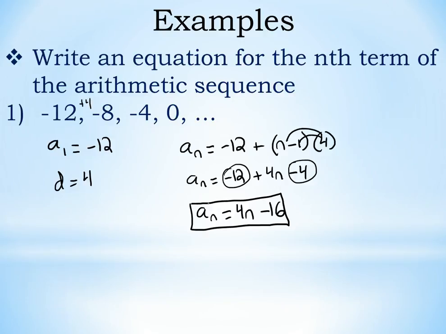So there's the arithmetic sequence that would govern this sequence right here. A way to check yourself: 0 is supposed to be the 4th term. If I plug in 4 for n, I better get 0. Well, 4 times 4 is 16. 16 minus 16 is 0.